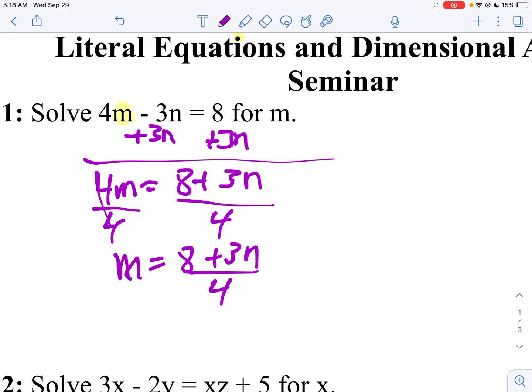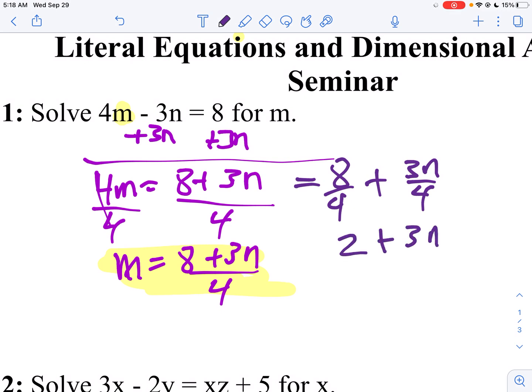Now, there's other ways to write this problem, but I like this one. I would just leave it like this. But let me show you what it also might look like. You could write it with a common denominator. So instead of saying 8 plus 3n all over 4, I'll say 8 over 4 plus 3n over 4. And notice 8 divided by 4 is 2. So an alternate correct equation would be 2 plus 3n over 4. They are both correct. Either way is fine.